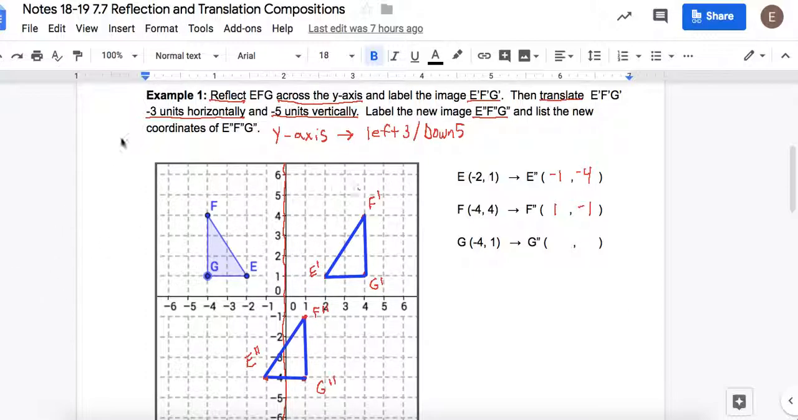Okay. Oh, and we forgot to write our G double prime as 1, -4. So write 1, -4. Okay, now we're ready to move on to our next one. So remember, write down what you're doing, okay? And then make sure you're labeling each shape after you do the transformation.